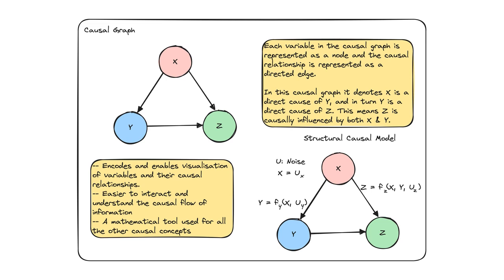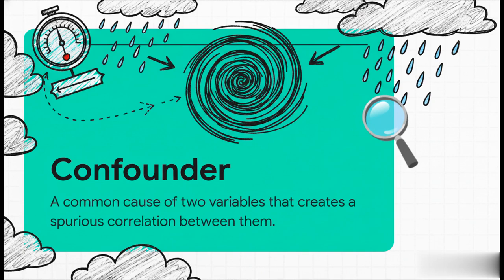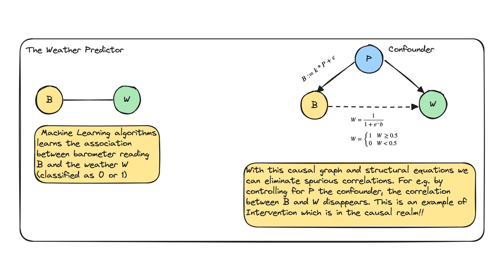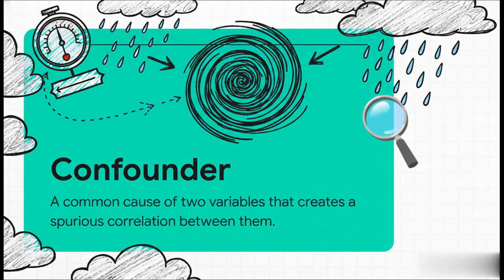Okay, first up, we've got the confounder. Now, think about a barometer. When the needle on a barometer drops, it's a pretty good sign it's about to rain. They're highly correlated. But does the barometer cause the rain? Of course not. There's a hidden player here, a common cause, atmospheric pressure. The pressure drops, which causes the barometer to fall and causes it to rain. That's the confounder, a shared cause that creates a phantom relationship between two other things.